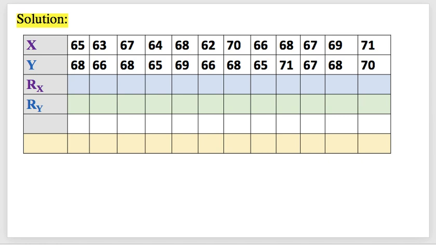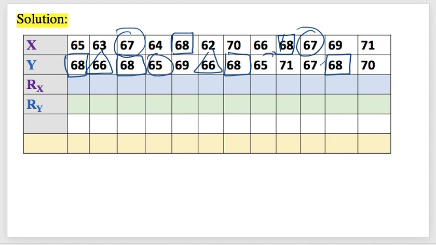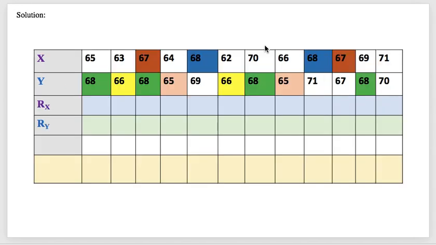The first step is to identify the repeated entries. Here in X I observe 67 is repeating two times, and 68 is also repeating two times, and apart from that there is no repetition in X. For Y, there is a 68, one more 68, a third 68, and a fourth, so there are four 68s in the Y data. There is also a second 66, and one more term we observe, 65. So there are three observations at different counts which are repeating. The moment we identify them, it will be easy for us to do the question.